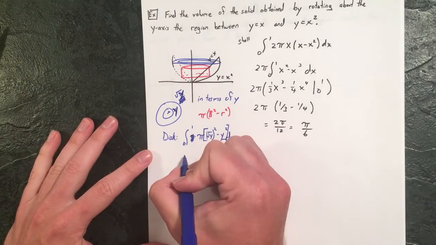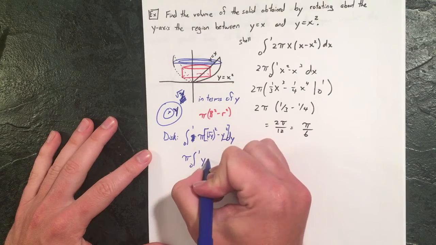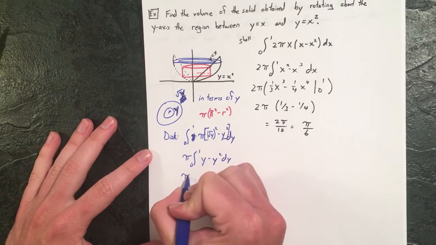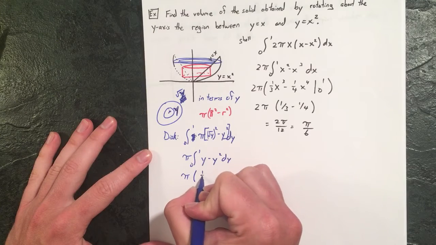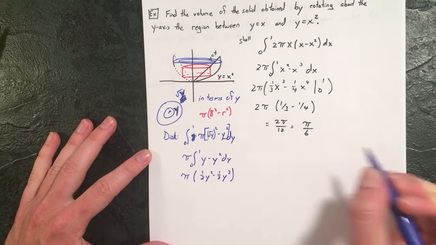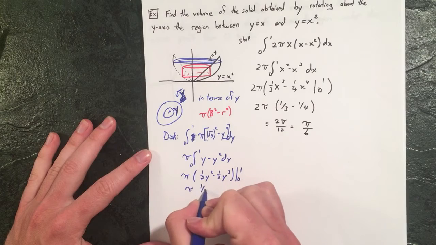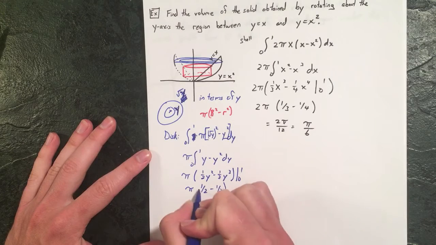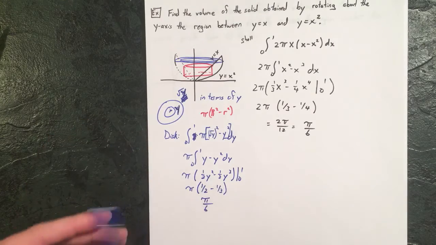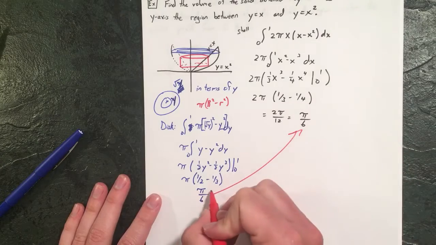Got it. So rewriting this nicely, it's going to be y minus y squared. This becomes there. We have 1/2 minus 1/3, which is in fact going to get us pi over 6. So great. They're the same number. If not, we would have broken math.